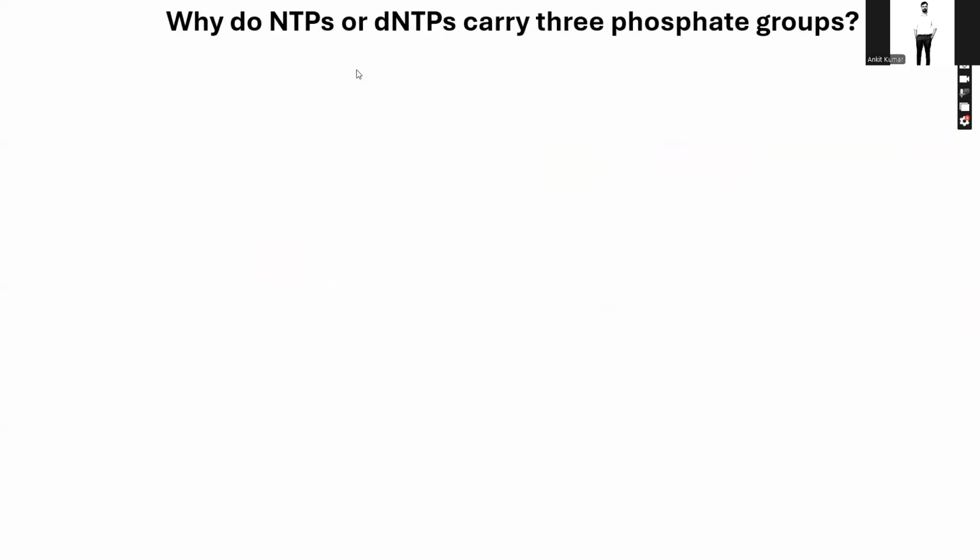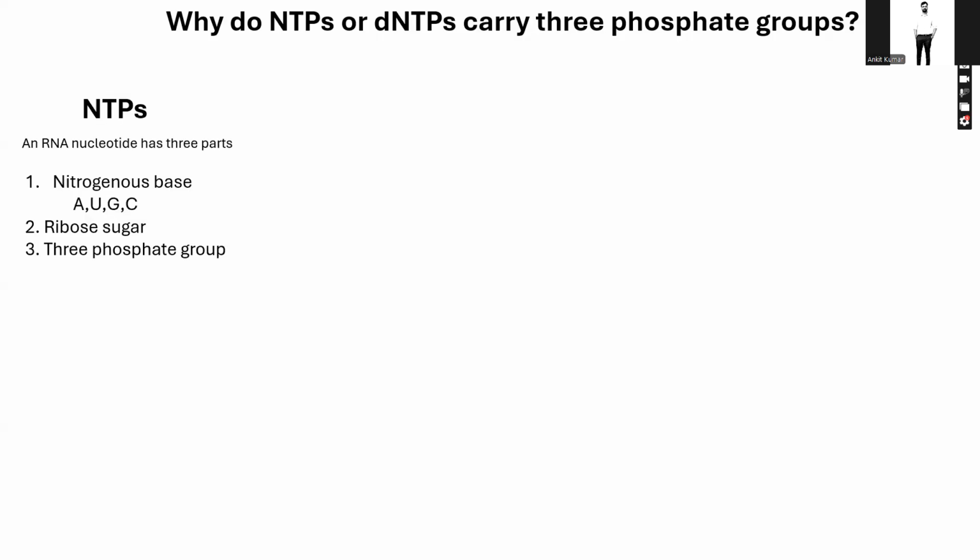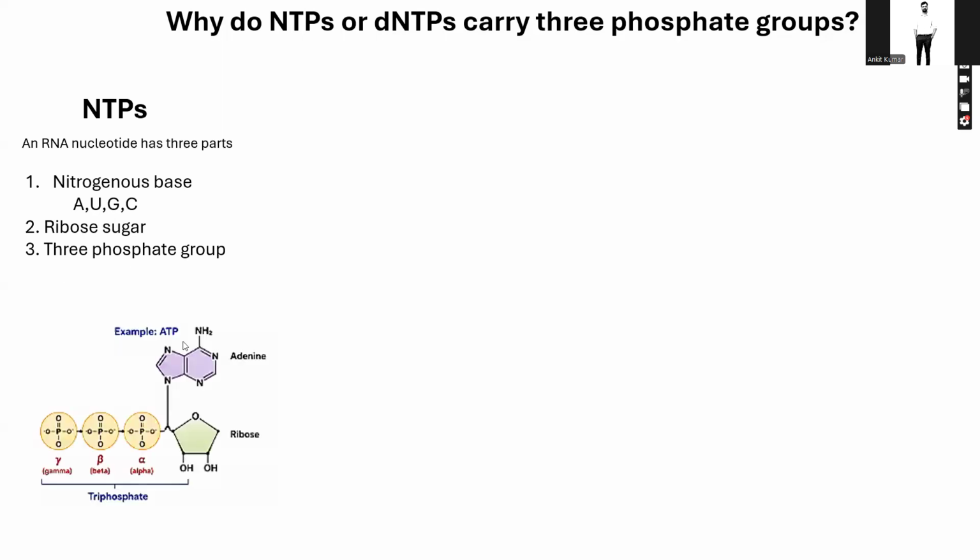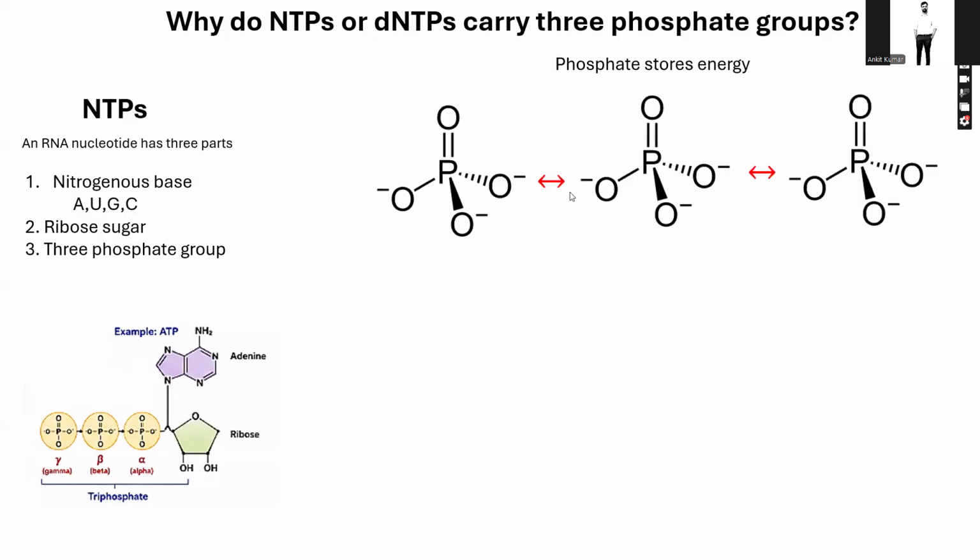So why do NTPs and dNTPs carry three phosphate groups? We have seen in the previous slide that there were three phosphate groups, alpha, beta, and gamma. Why is it there? Let's try to answer this question. When we talk about NTPs, an RNA nucleotide has three parts: a nitrogenous base, A, U, G, C, a ribose sugar, and three phosphate groups. For example, this one is the base adenine, and you can see there is a triphosphate group, alpha, beta, and gamma.